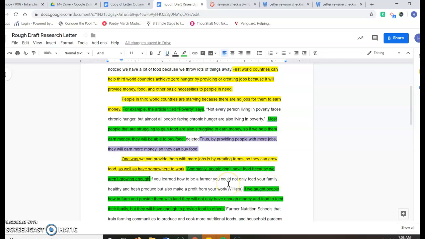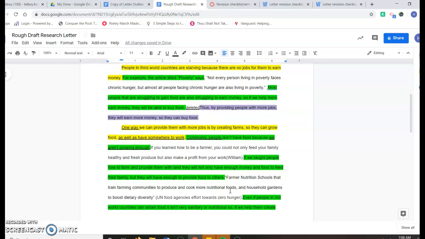If you learned how to be a farmer, comma, because "if you learned" is a dependent clause, you could not only feed your family healthy and fresh produce, but also make a profit from your work. If we taught people how to farm and provided them with land, comma, they will not only have enough money and food to feed their family, but they will have enough to provide food to others.